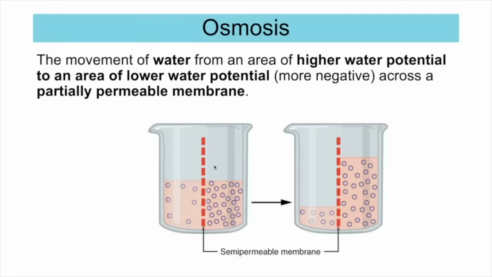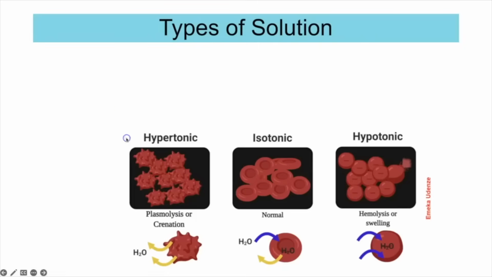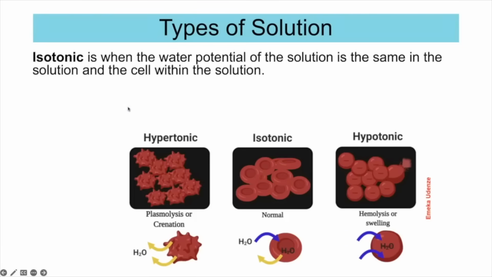Osmosis is the movement of water from an area of a higher water potential to an area of lower water potential, or more negative. And it happens across a partially permeable membrane. And the more negative a water potential, that means the more concentrated the solution. You have less water but more solutes dissolved in it. And there are different types of solutions that have an impact on osmosis.